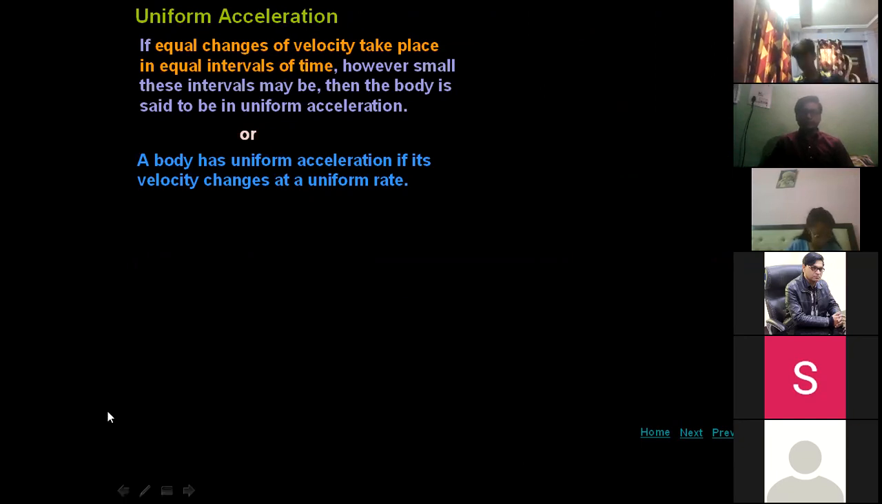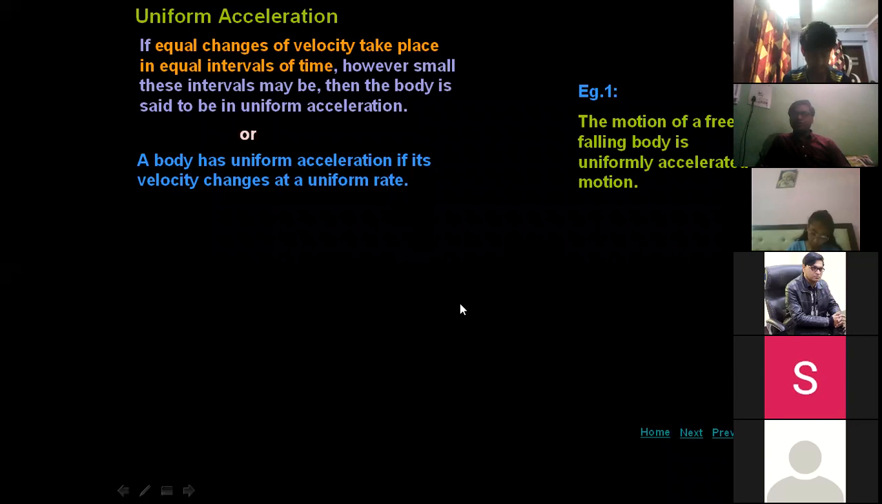So, uniform acceleration. If equal changes of velocity take place in equal intervals of time, however small these intervals may be, then the body is said to be in uniform acceleration, or the body has uniform acceleration if its velocity changes at a uniform rate. Suppose the velocity of an object is changing at the rate of 2 meters per second, then the motion is called uniformly accelerated motion.